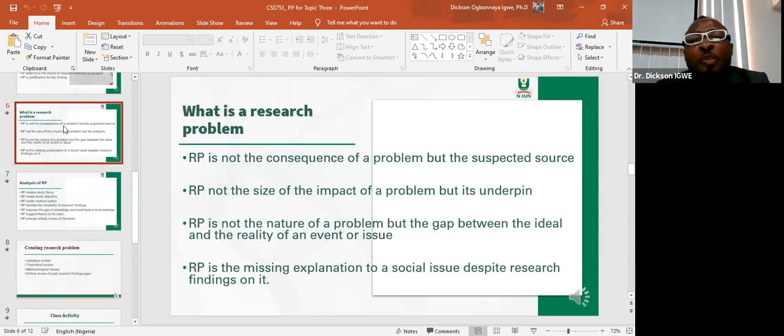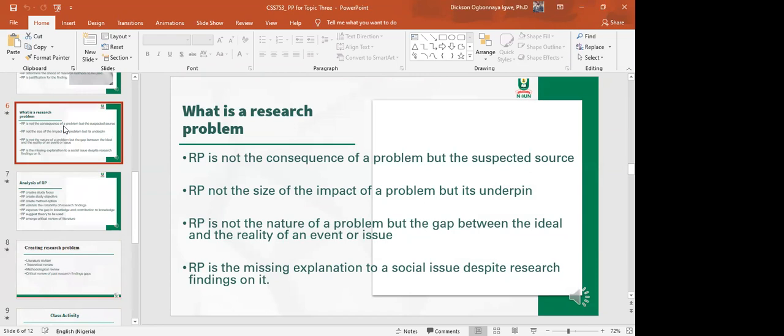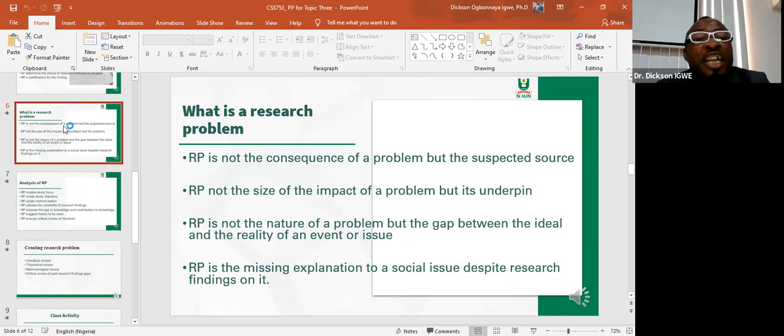What is a research problem? Yes, the first one. I want you to explain. Okay. A research problem is not the consequence of a problem, but the suspected source.